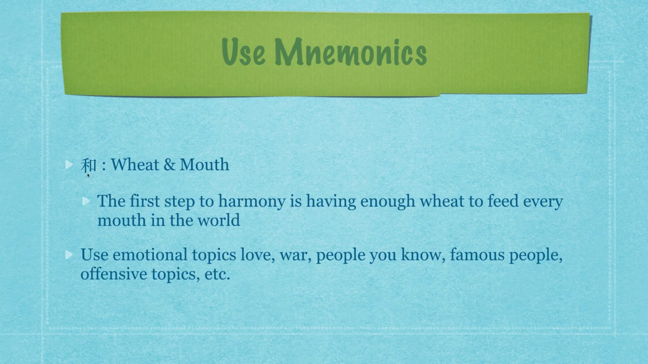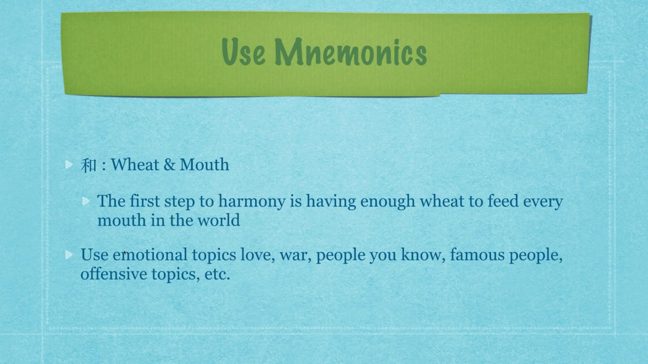You can see right here, here is another character that I'm trying to remember. And I know that this first symbol is for wheat, and this second symbol here is for mouth. Well, I'm going to create a mnemonic for it. For example, the first step to harmony is having enough wheat to feed every mouth in the world. And the word that I'm actually trying to remember here is harmony. So that is what this character represents. So you can see there an example of how I would look at this completely foreign series of characters and be able to find out that the actual character set is harmony.